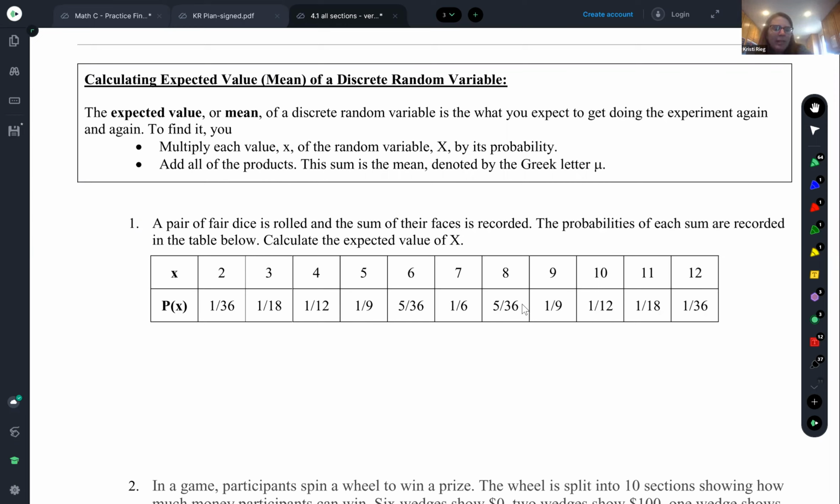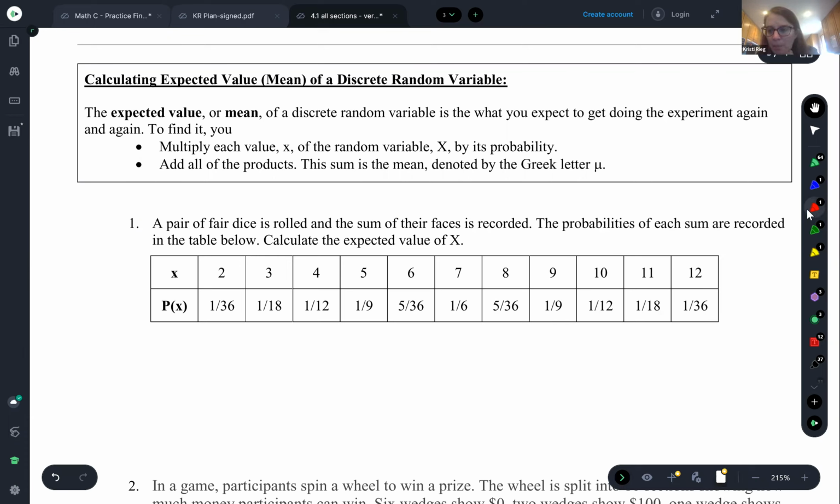We're going to multiply each value x by its probability. We're going to multiply every single row by like 2 times 1/36, 3 times 1/18th, and so forth. And then we're going to add that all up together, and this sum is the mean. Okay, and we're going to use the Greek letter mu. So this is pronounced mu.